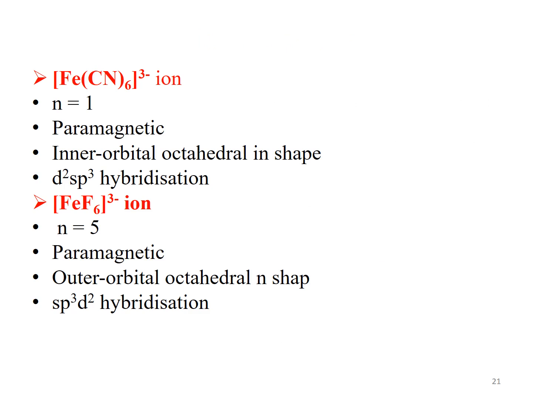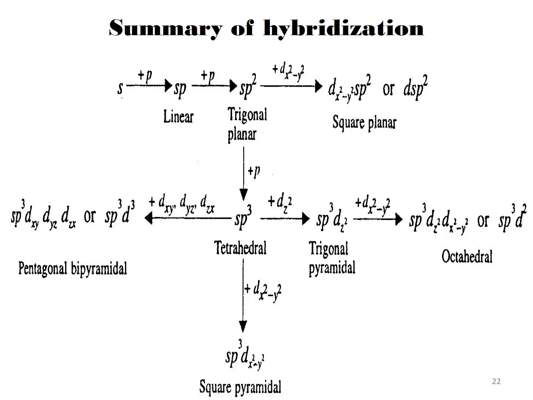This is a short description of the complexes that we have discussed in the previous two slides. Hexacyanoferrate has one unpaired electron and its paramagnetic moment will be equal to 1 electron, and it is an inner orbital octahedral complex in shape. Its hybridization is dsp2. But hexafluoroferrate has 5 unpaired electrons and its paramagnetic moment will be equal to 5 unpaired electrons. It's an outer orbital complex, and its mode of hybridization is sp3d2.